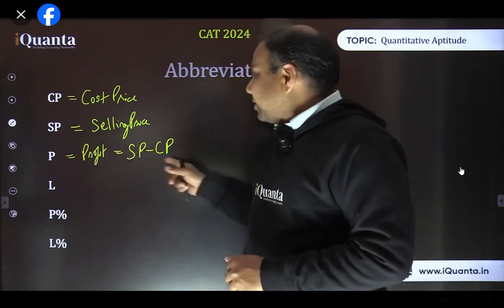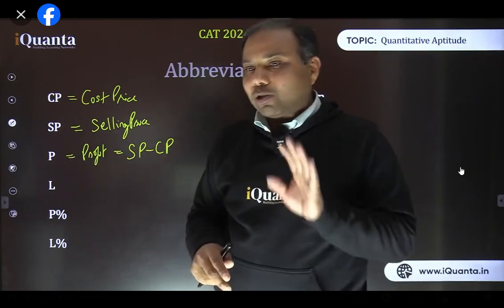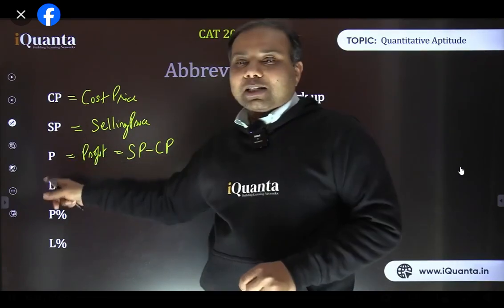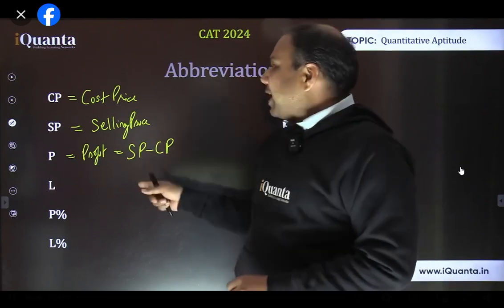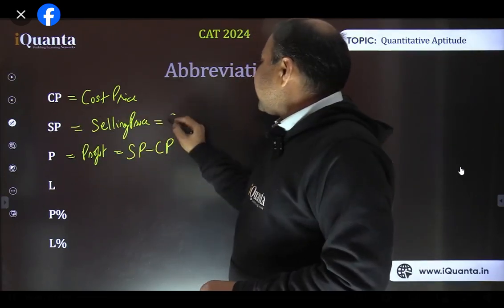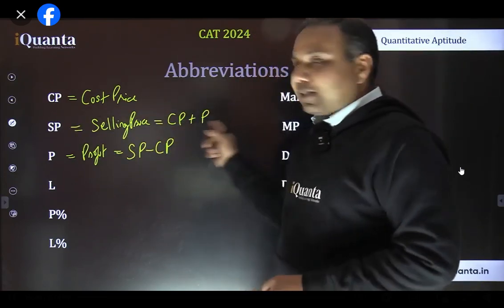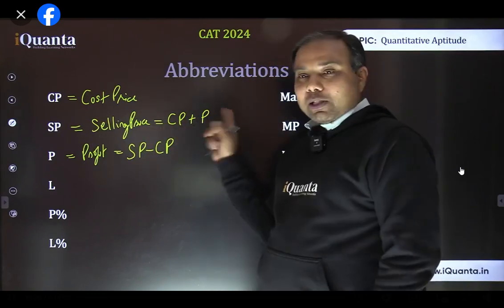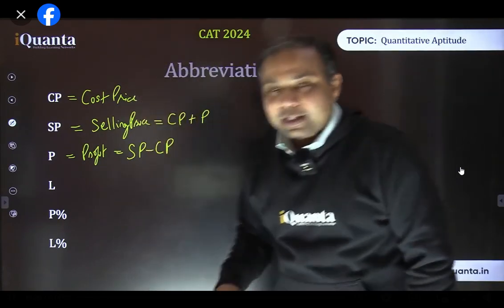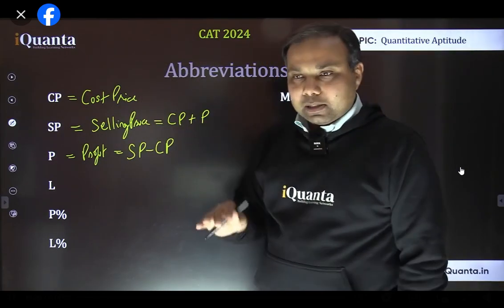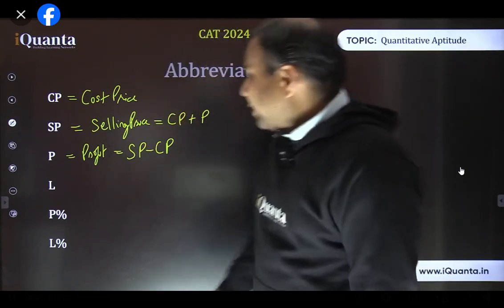See, I am writing these expressions, these equations for that purpose only, because while solving questions, we should be able to replace profit by SP minus CP, or we should be able to write that SP is basically CP plus profit, isn't it? So SP is equal to CP plus profit. Yes, Pragya has written that. Nice. So we must be able to visualize that and use that. Okay, let's move further.